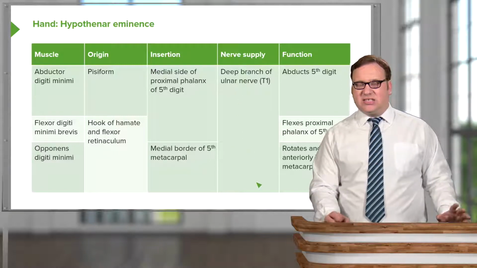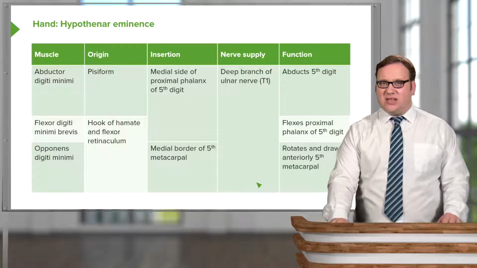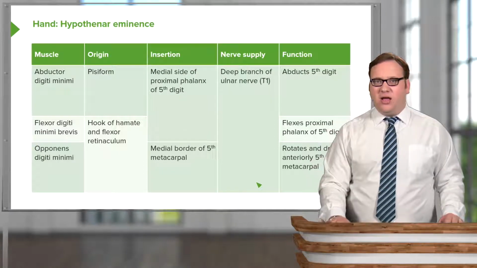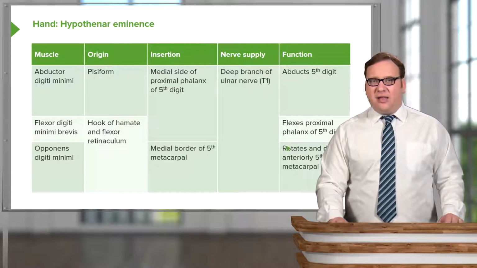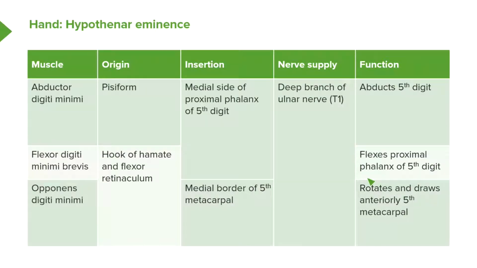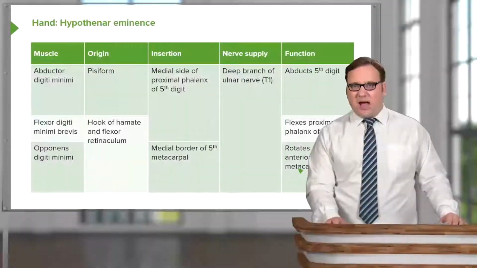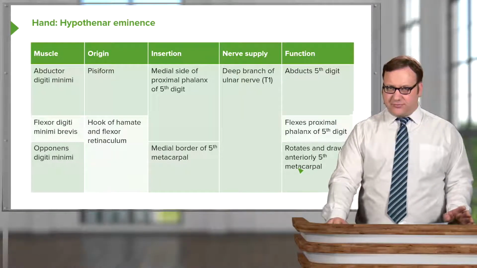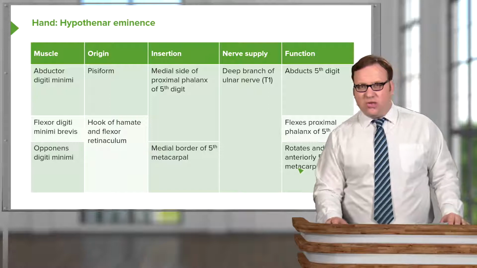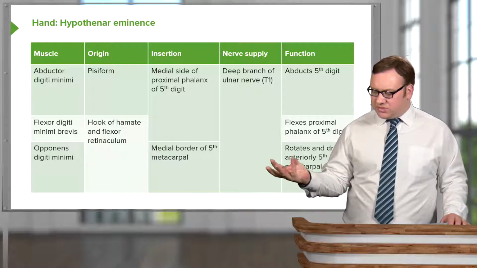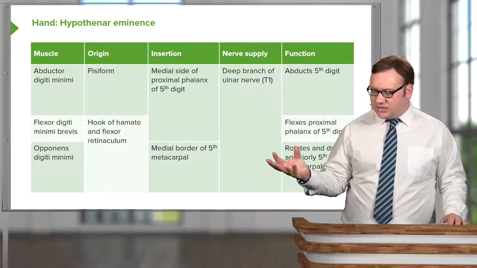But all of these muscles have the same nerve supply, which is the deep branch of the ulnar nerve. Again, the function of these muscles is indicated by their name. So flexor digiti minimi flexes the proximal phalanx of the fifth digit, and opponens digiti minimi rotates and draws anteriorly the fifth metacarpal. It helps to oppose the little finger, and it helps to draw the little finger towards the thumb so these two digits can touch one another.